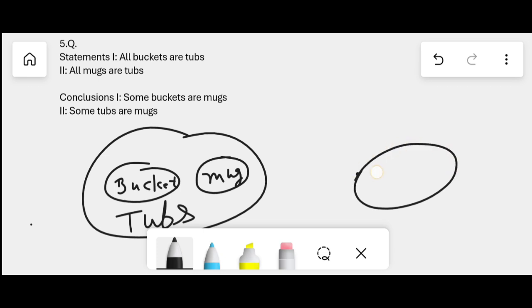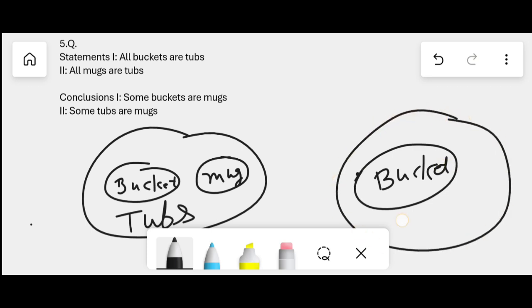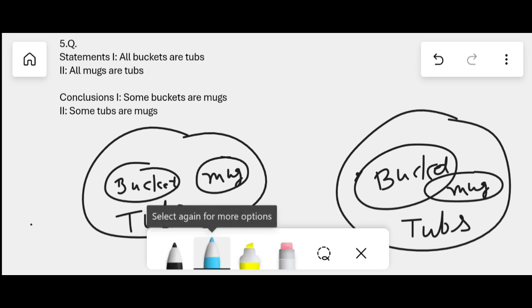We have one more choice. Have a look on that. The bucket is included into all the tubs and all mugs are tubs, so they can intersect with the bucket also. Now it's time to check for the conclusion one by one for both the possibilities.